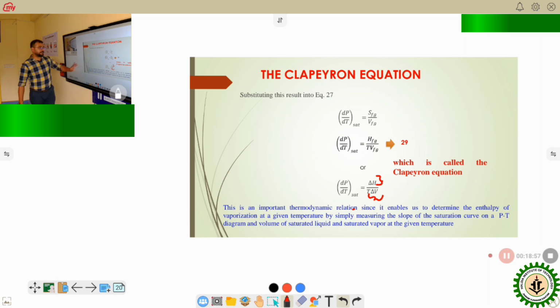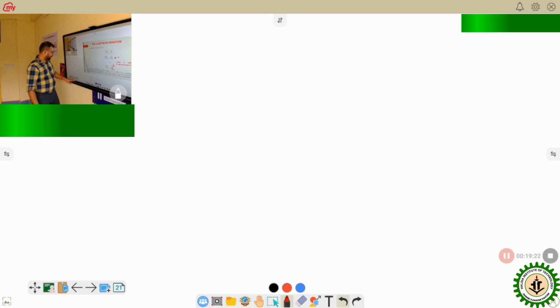Okay, and this is an important thermodynamic relation to identify how much enthalpy change is involved during the vaporization process at a given temperature condition. With the help of that Maxwell relation, or the thermodynamic property relations, we will be able to identify how much enthalpy change is involved during the phase change operation.